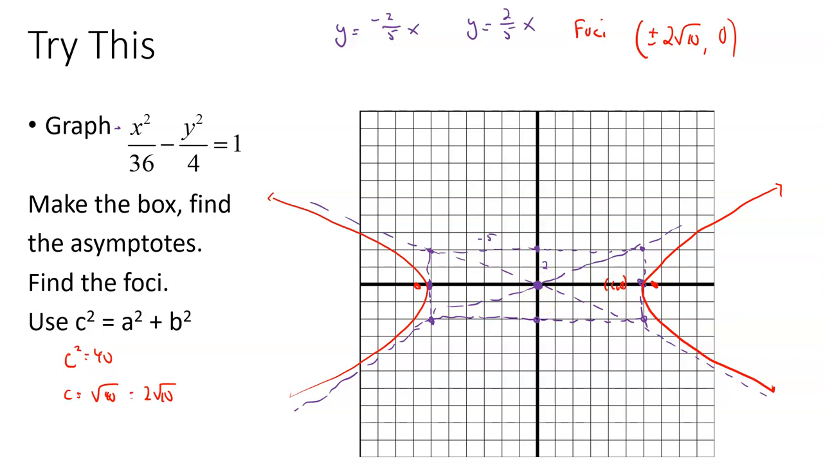Now, what happens if the hyperbola is not centered at the origin? Well, then it gets a little bit interesting, not so much because the graph is hard to graph, but because sometimes the asymptotes are a little bit of a pain since they don't go through the center anymore. So let's do that one as a second video.